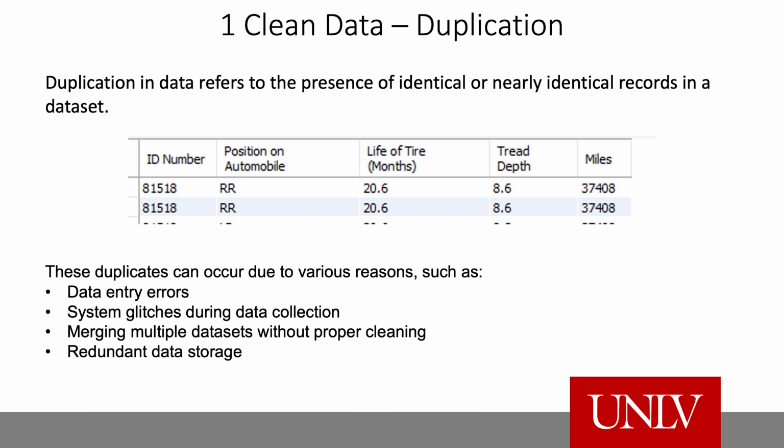Duplicate records are another common data quality issue. They can occur for several reasons. For example, a simple data entry mistake, a system glitch during data collection, merging datasets without proper cleaning, or redundant data storage across the system. Detecting and removing duplicates is an important step to ensure accuracy and consistency in analysis.